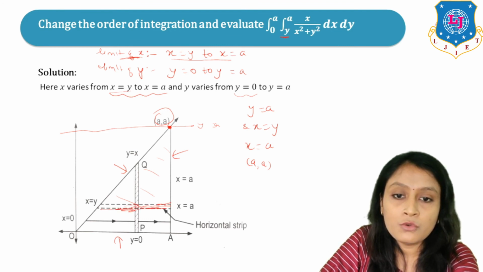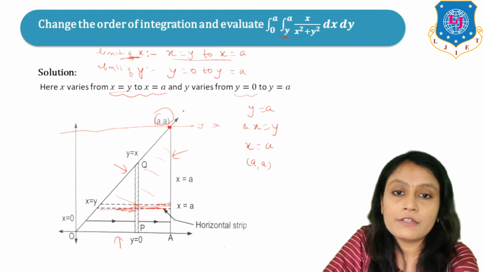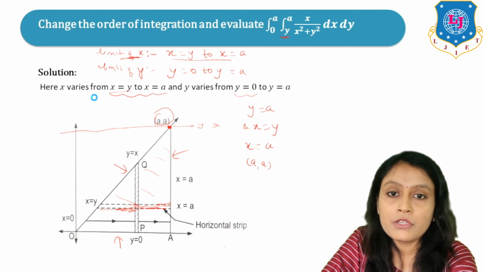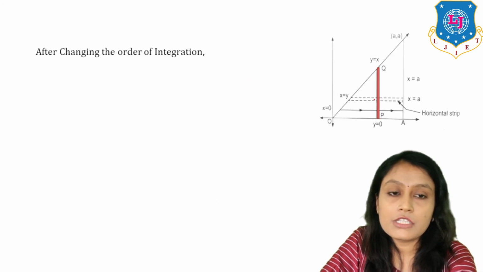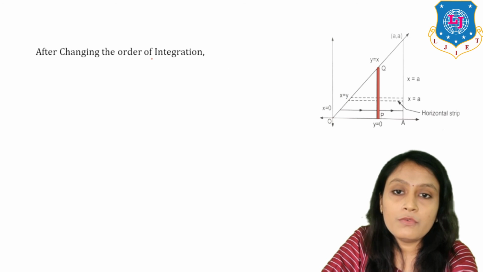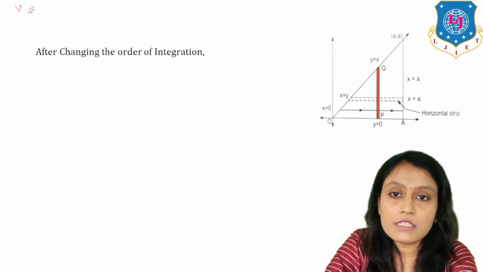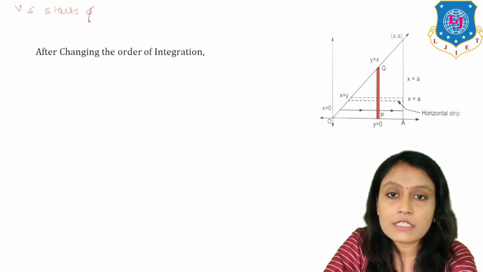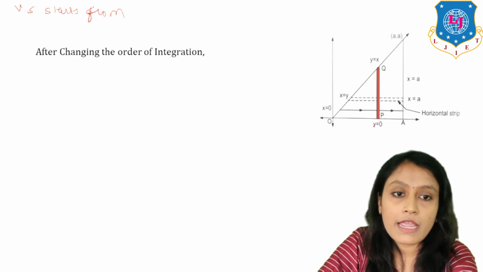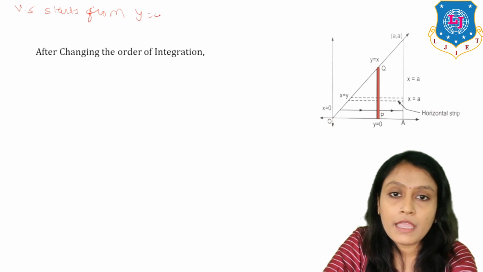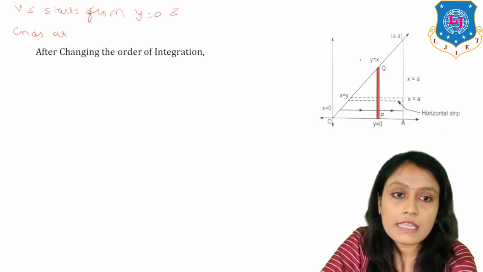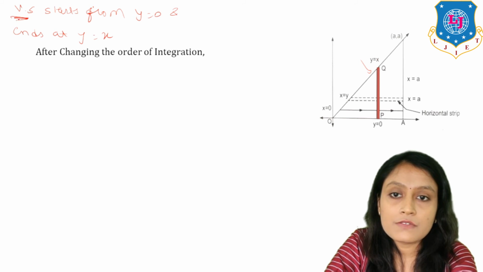So what do we have to do? We have to make a vertical strip. So we will make a vertical strip and change the order of integration. So you will get here a vertical strip PQ, right? Now we will write that this vertical strip, this is our new strip, starts from here, y is equal to 0, and it ends at this line, y is equal to x. Now we have this vertical strip.